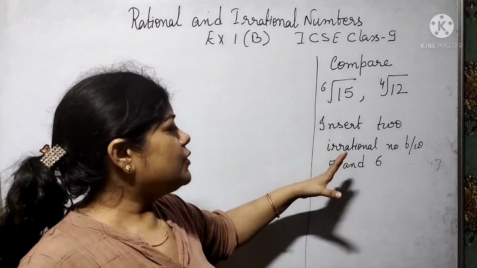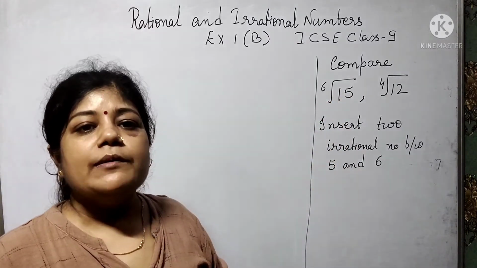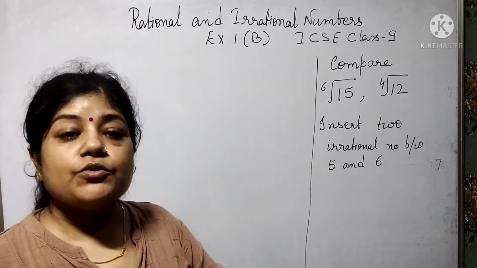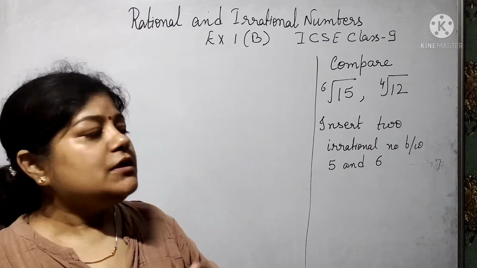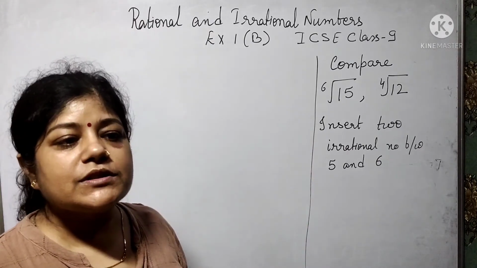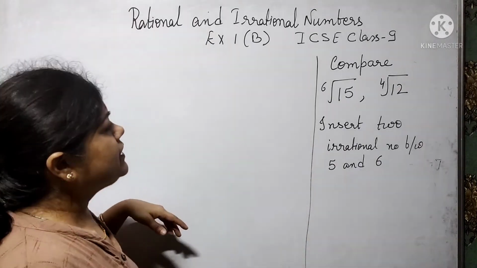How will we insert 2 rational numbers between 2 numbers? How will we insert 2 irrational numbers between 2 numbers? So these are different topics which I am going to discuss one by one. Let's start with the first one.